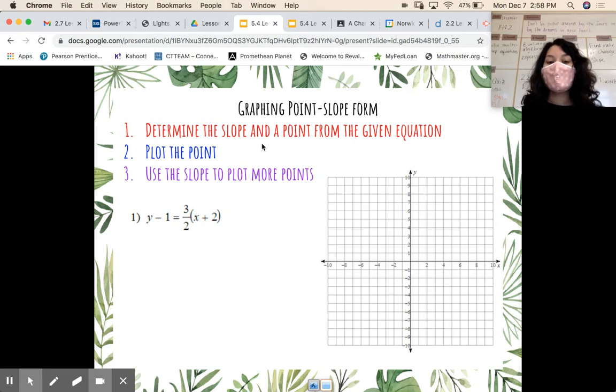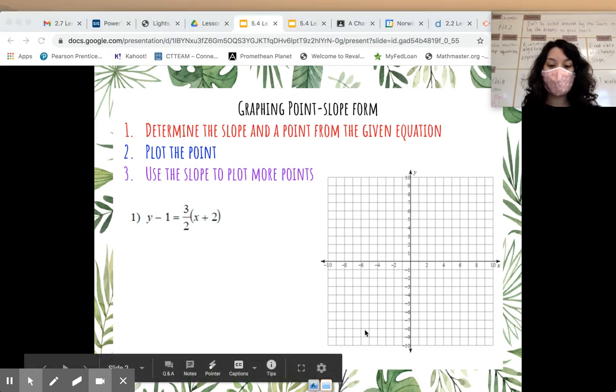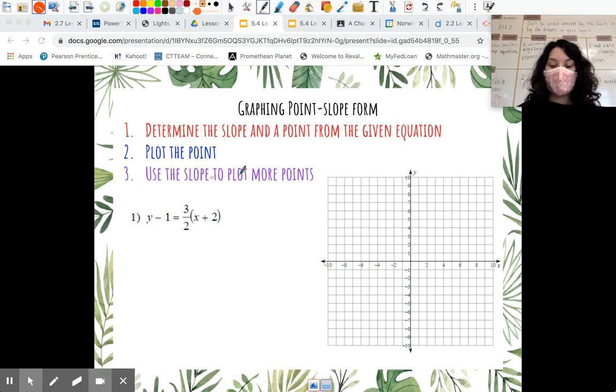So step 1, we're going to determine what the slope is and the ordered pair is from this equation, which we learned how to do in the last lesson. So that's what we need to do first. Again, your equation in point-slope form is y minus y1 equals m in parentheses x minus x1. Your slope is the thing touching the parentheses, which in this case is a positive 3/2. My y1 and x1 come from the numbers near the x and the y.